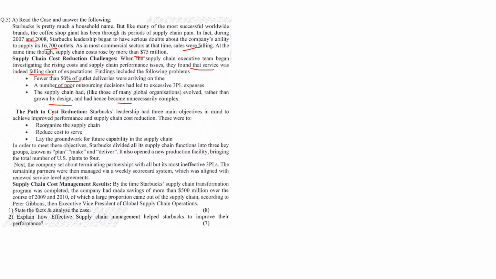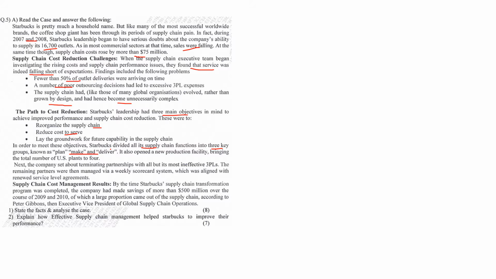The path of cost reduction: Starbucks leadership had three main objectives in mind to achieve improved performance and supply chain cost reduction. These were to reorganize the supply chain, reduce the cost to serve, and lay the foundation of future capabilities in the supply chain. In order to meet these objectives, Starbucks divided all its supply chain functions into three key groups known as plan, make, and deliver. So these are important pointers, which will be used somewhere in the answers.